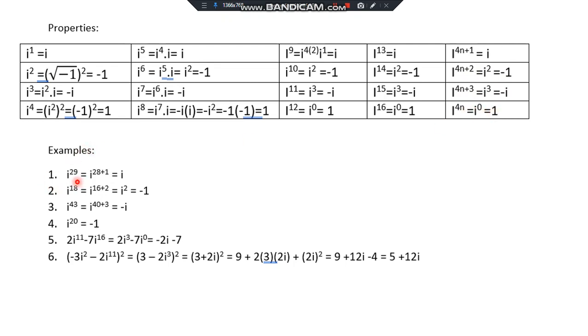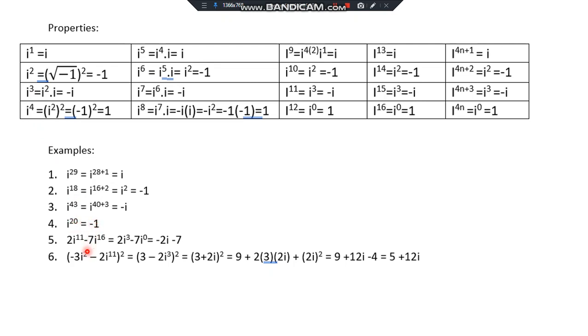For example, if you have i power 29, 29 divided by 4 remains 1, so it's i. 18 divided by 4 remains what? 2, so it's i squared, minus 1. 43 divided by 4, remainder is 3, so it's i cube, and i cube is what? Minus i. 20 divided by 4, no remainder, so i power 0, it's 1.